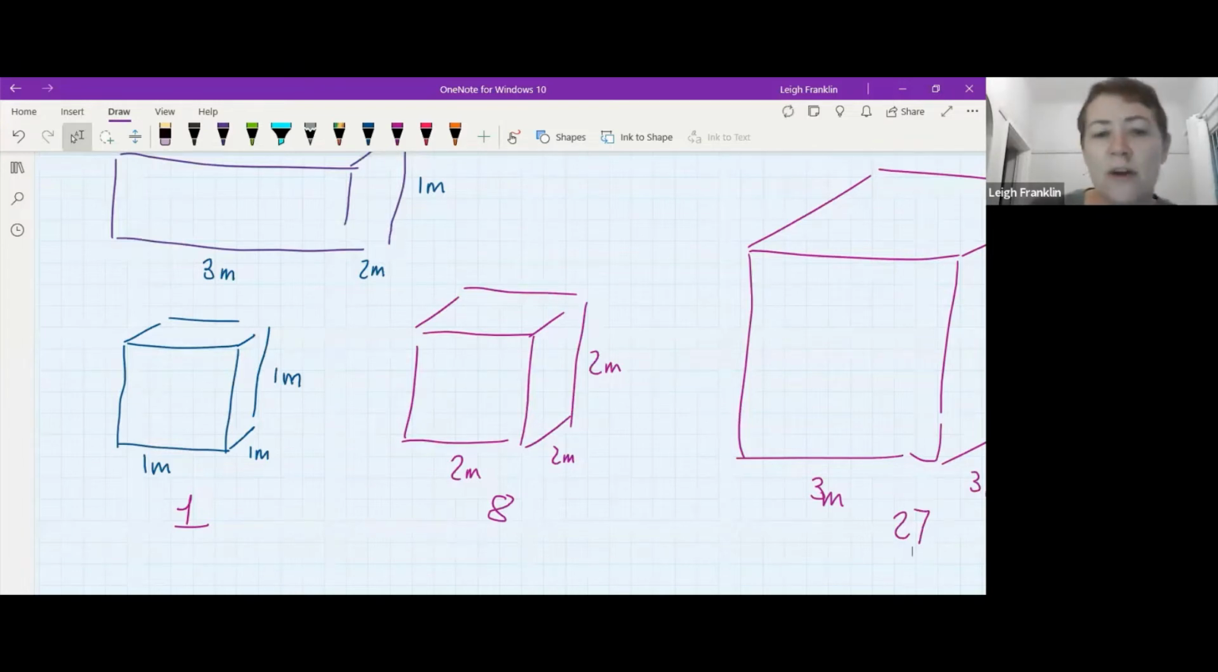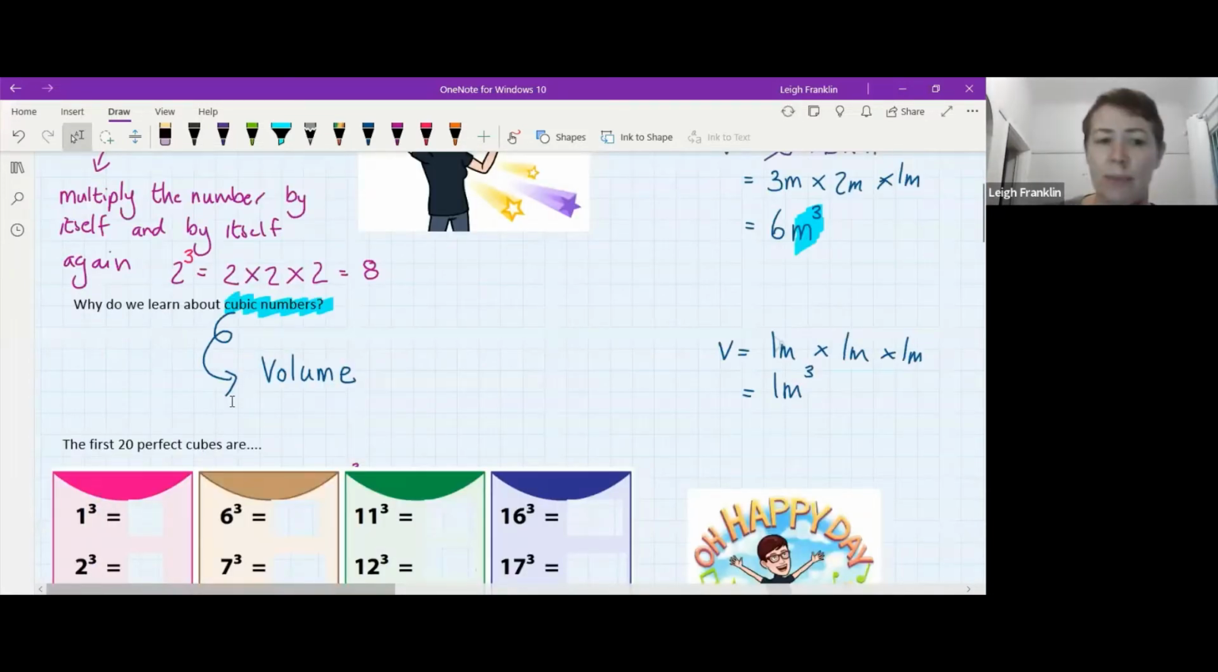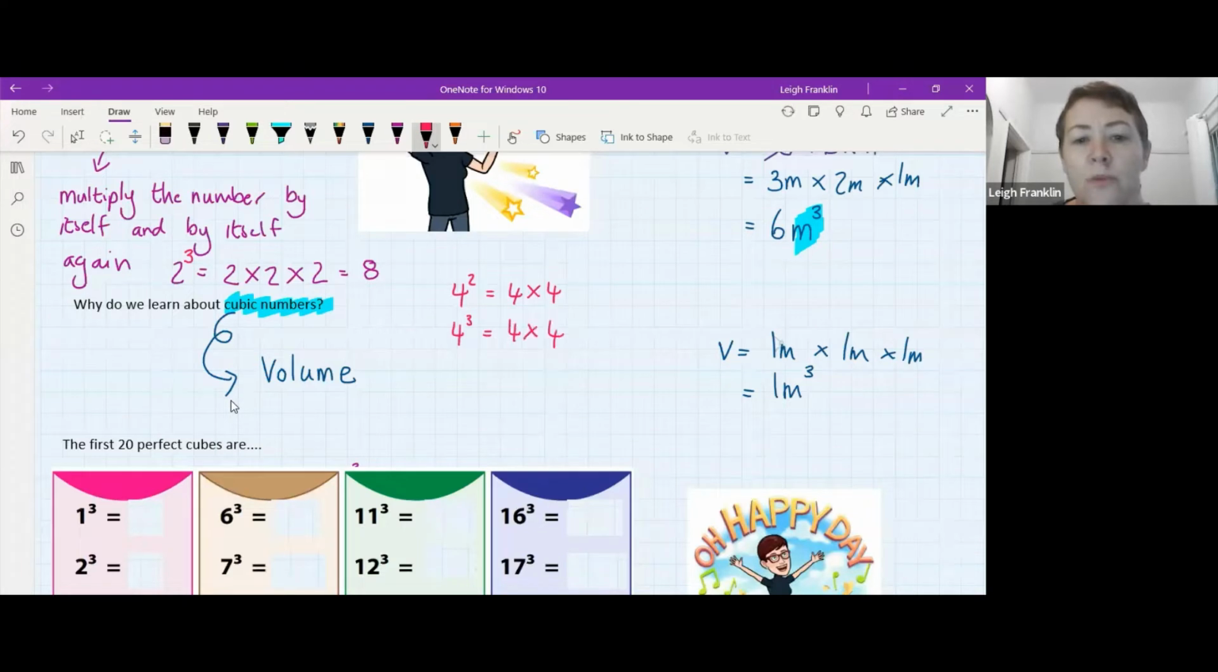All right, so there are 6 spaces. Yes? Ma'am, is it the same concept? It's the same idea, except we're just multiplying a number by itself one additional time. So if we're talking about square numbers, let's say I talk about 4 squared. That means 4 times 4. When I talk about 4 cubed, it means 4 times 4 times 4. That's the difference.